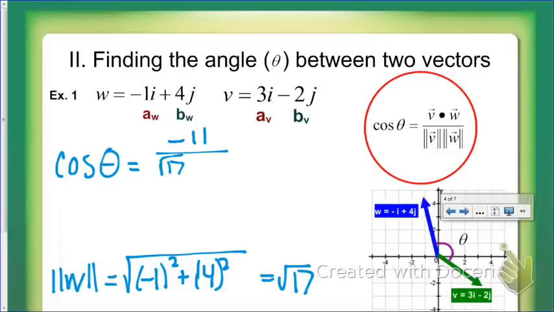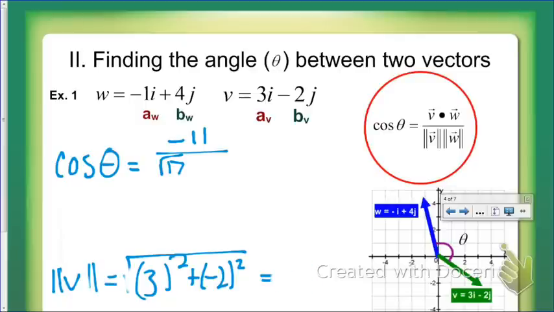Then I also need the magnitude of v. The magnitude of v is the square root of 3 squared plus negative 2 squared. That would be the square root of 9 plus 4, which is the square root of 13.